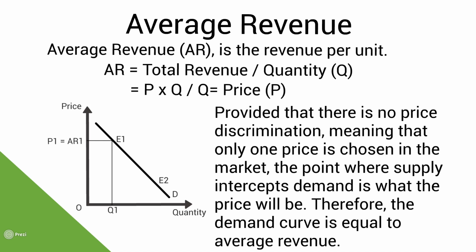Now let's suppose that there's a new equilibrium in the economy, which is at E2. This leads to a price of P2 and a quantity of Q2. To work out average revenue, we do P2 times Q2 and divide that by Q2. Here, the two Q2's cancel out, which leaves us average revenue equals the price. So we get P2 is average revenue 2. Therefore, the demand curve is the average revenue curve.